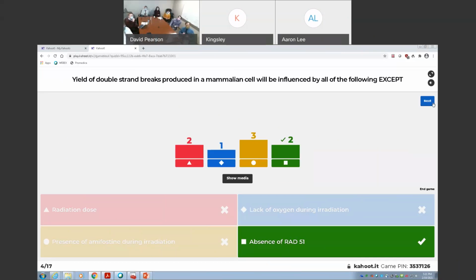And amifostine, if anyone was curious, is, I believe, a sensitizer? No, maybe it's the protector. This is a scavenger. So it scavenges free radicals in the cell, in the healthy cells. So it's a protector.